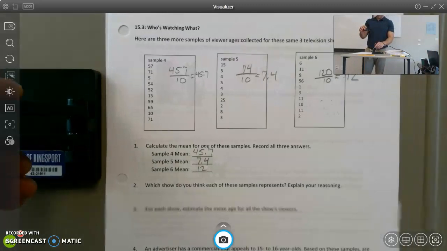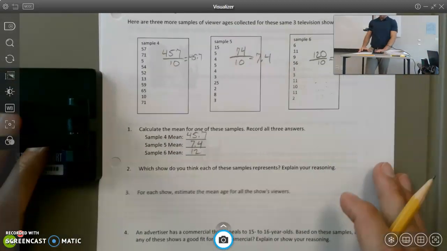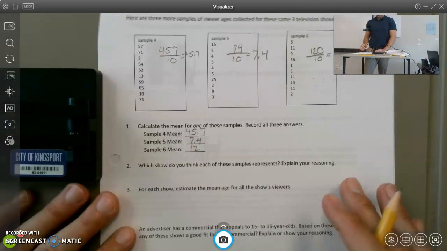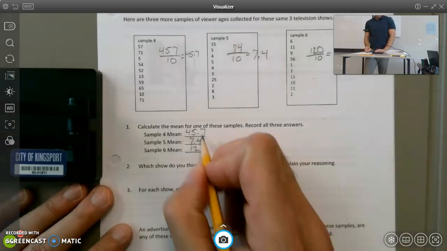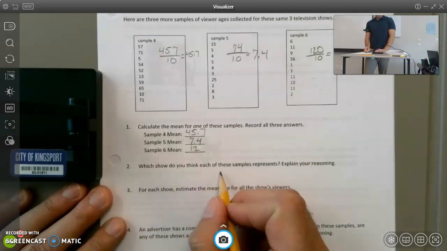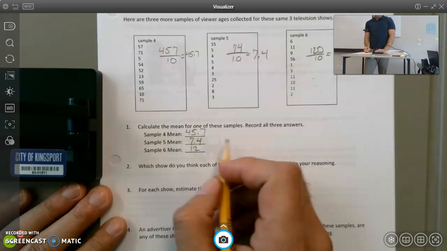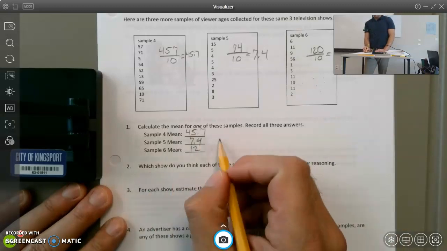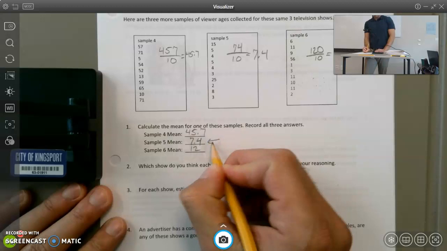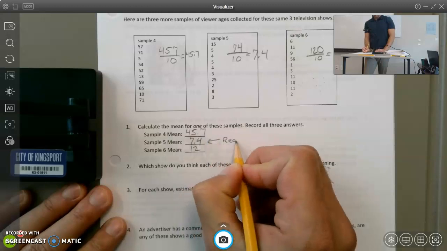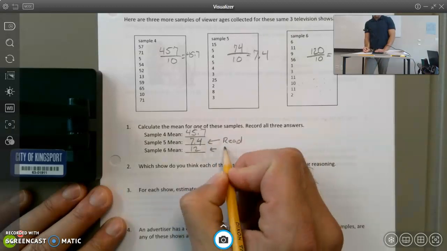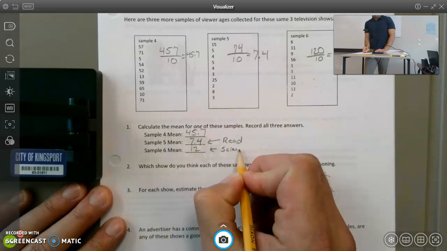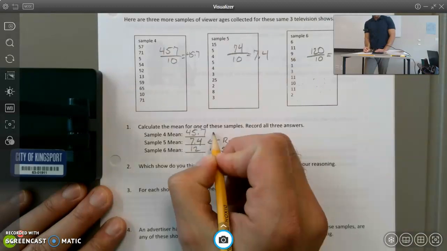Alright, excuse me, sorry. So I stepped away because I wanted to confirm what I was thinking here. As we look through these, we're asked this question: which show do you think each of these samples represents? And it's still true that this one is the show about learning to read. This one is the show about science experiments. And this one is the show about trivia.